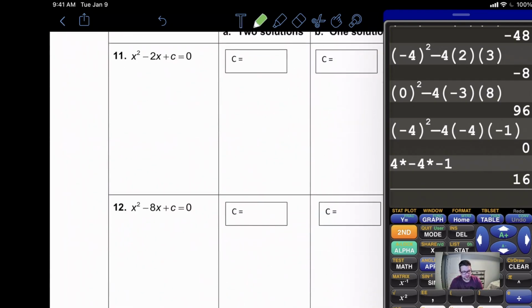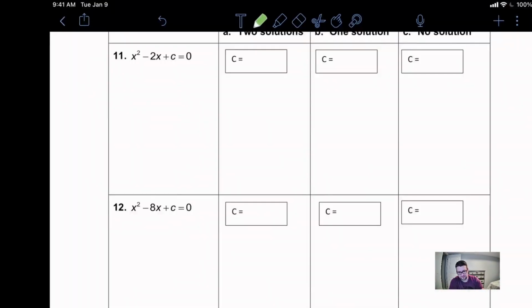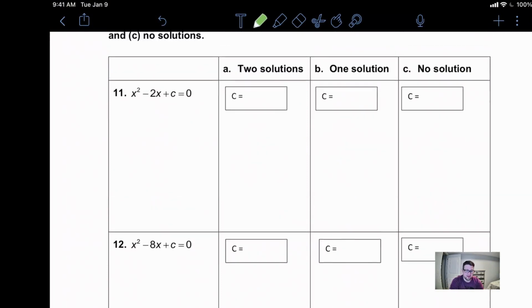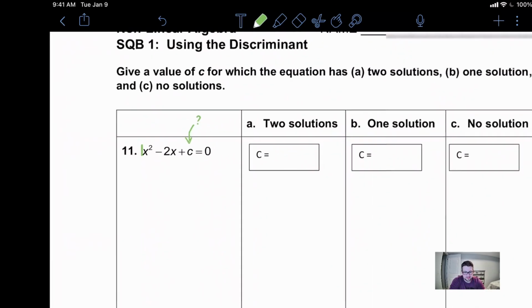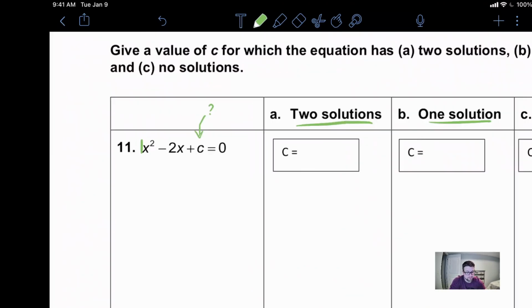So questions 11, 12, and 13 stretch us a little bit further. What happens in this problem is that we are given a quadratic equation, but we are missing the c value. We don't know the c value. And what we're being asked to do is pick a c value that will give us 2 solutions, 1 solution, and no solution. So here's how we're going to do it.